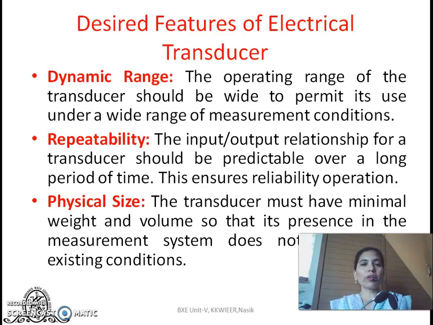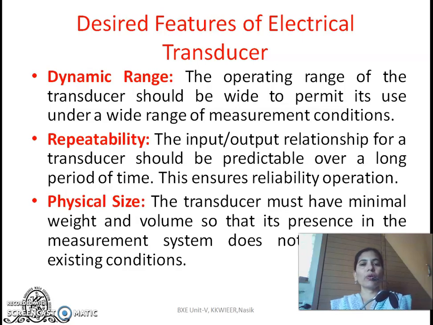The next 3 important parameters are dynamic range, repeatability, and physical size. Dynamic range is the operating range of the transducer, and it should be as wide as possible so that it permits a wide range of measurement conditions.